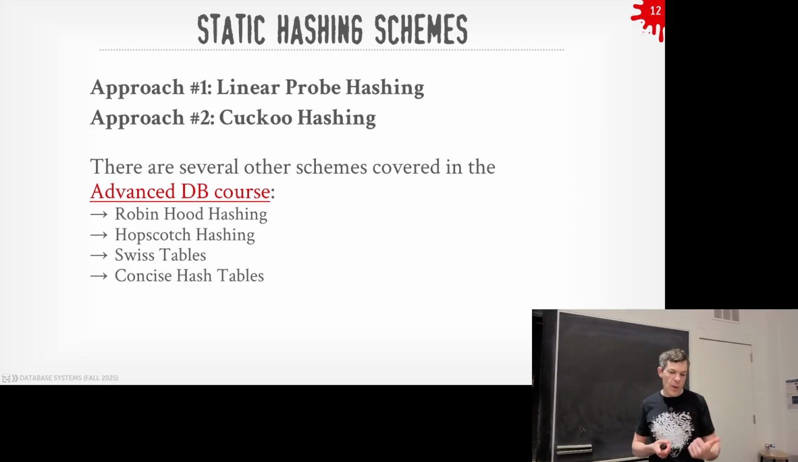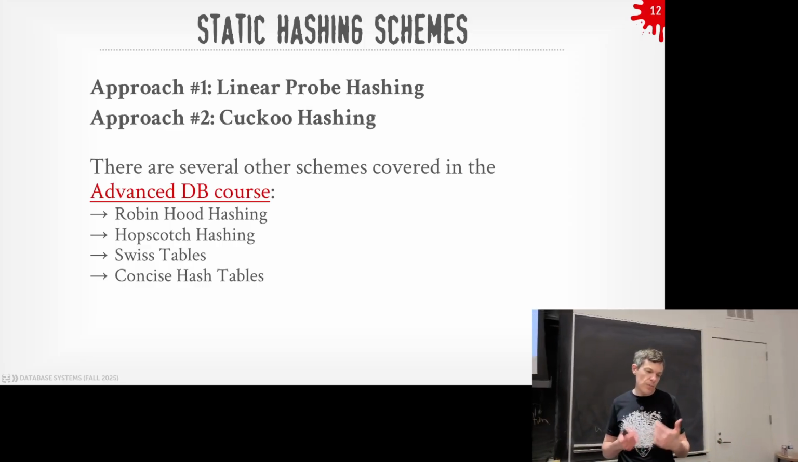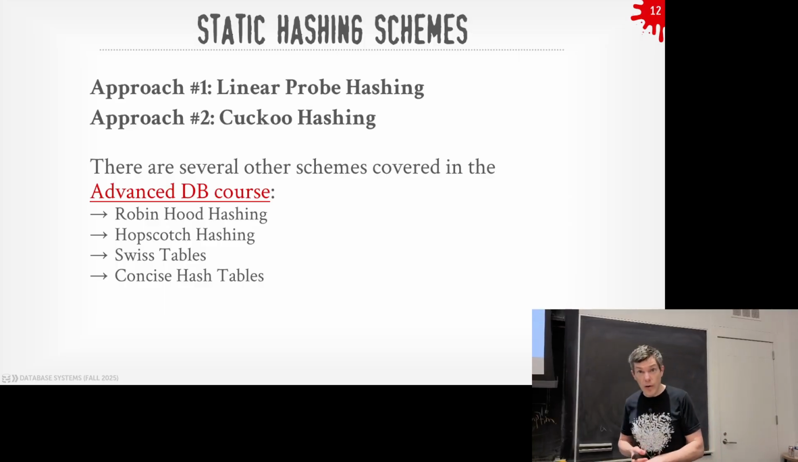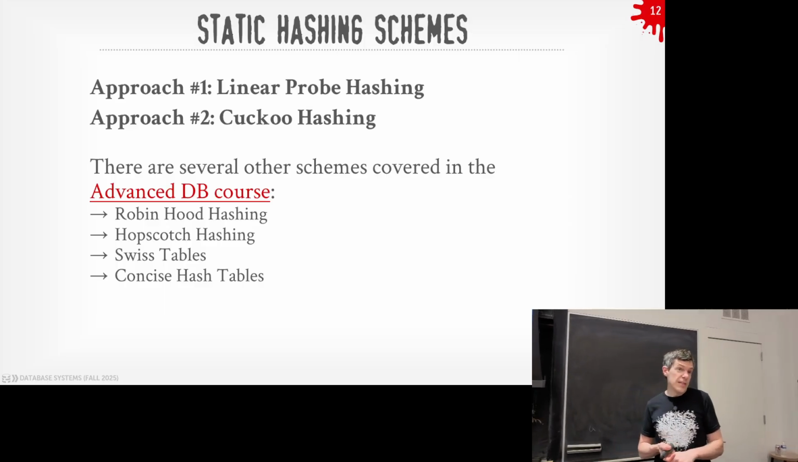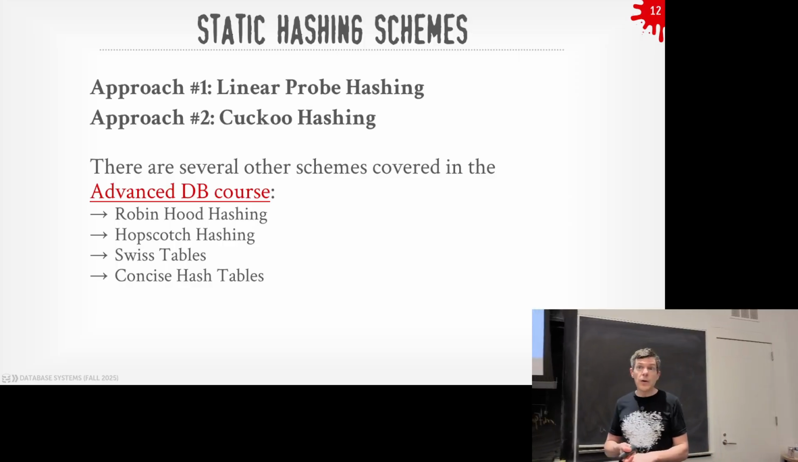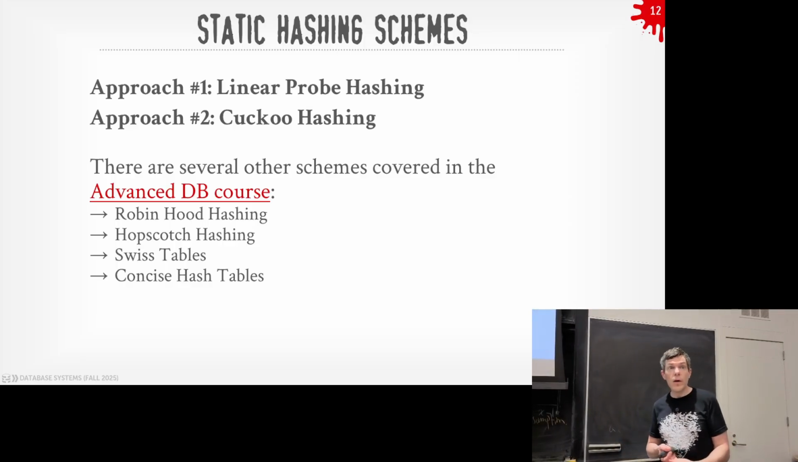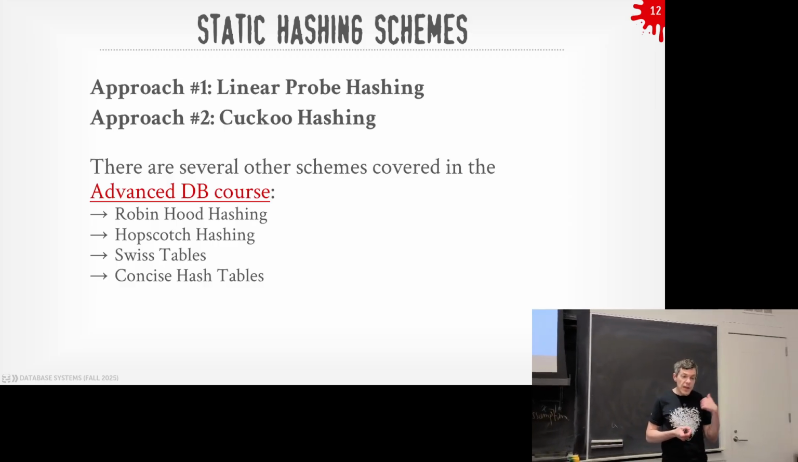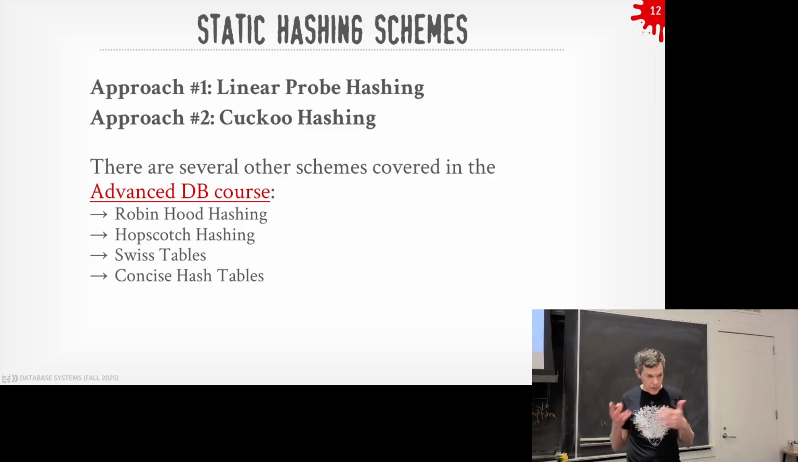So we're going to talk about basically the two most common approaches, linear probe hashing and cuckoo hashing. Linear probe hashing is used everywhere. It's the most common one. It's actually the most simple one, and this would be a good example where simple is actually better. It's more performant than all these other fancy ones. If you take the advanced database class, we'll cover all the various things people developed over the years: Robinhood hashing, hopscotch hashing, twist tables.